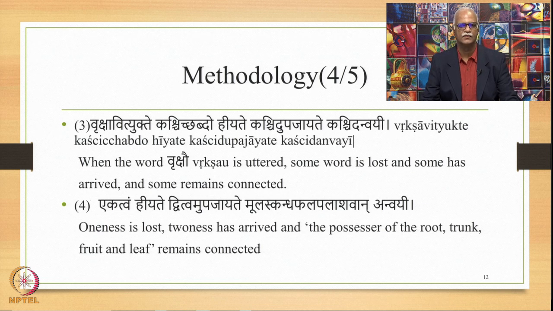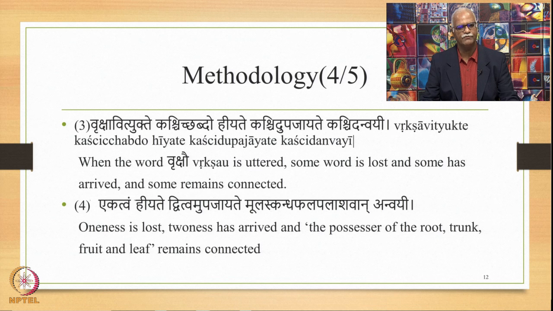Now, in the same process, when the same speaker utters another word, vrikshau ityukte, the speaker now utters the word vrikshau. So the hearer hears the word vrikshau, kaschit shabdo hiyate, and then he notices that in this second utterance of vrikshau, there is something missing and something common with respect to the previous utterance. Earlier utterance is vrikshaha, this utterance is vrikshau. Something is similar and something is dissimilar. Kaschit shabdo hiyate. Some word was removed. Sa is removed. Kaschit upajayate. And some word is added. Au is added. Kaschit anvayi. Some word remains connected with the previous utterance, namely vriksha.